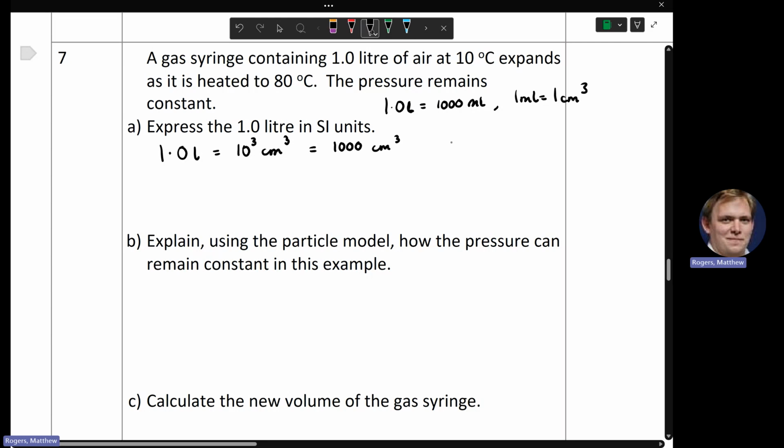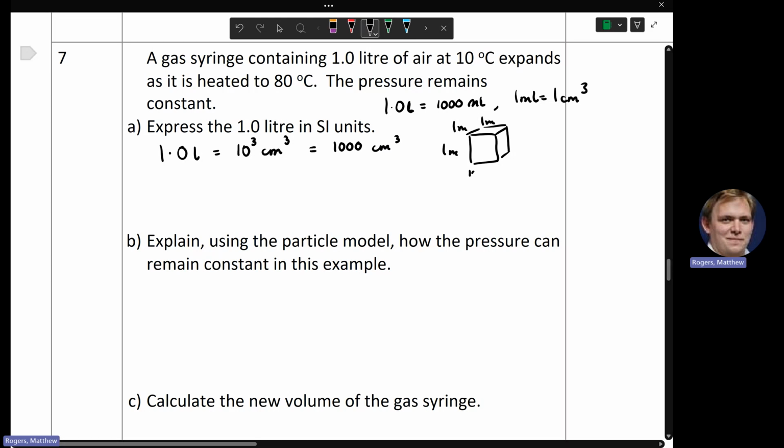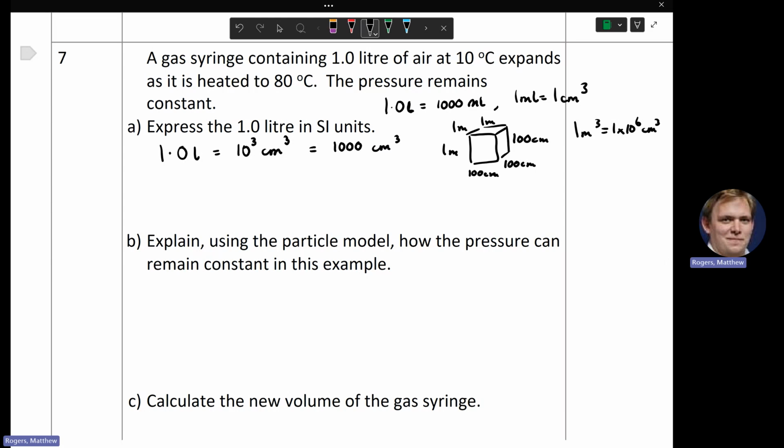Also in my head is what 1 metre cubed is in terms of centimetres. You've probably watched this at least once in one of the other videos, but 1 metre by 1 metre by 1 metre is 100 centimetres by 100 centimetres by 100 centimetres. So 1 metre cubed is 1 million centimetres cubed. So I've got 1,000 centimetres cubed in a litre. A metre cubed is 1 million centimetres cubed.